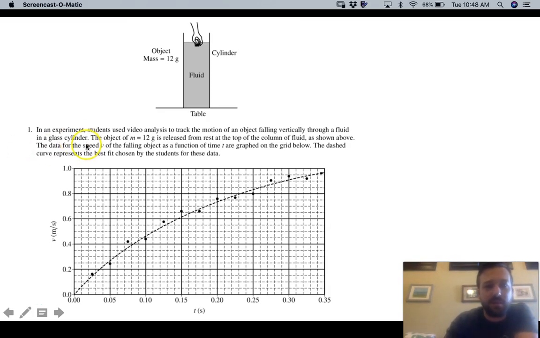It says in this experiment, students video analyze to track the motion of an object falling vertically through a liquid, some fluid. They give it a mass of 12 grams, and at the top, it starts from rest. Below is a graph showing it, and the dashed curve represents a line of best fit. So we have this line that goes like this, and these data points were actually taken from the students. Okay? So let's go to the questions and see what we got.